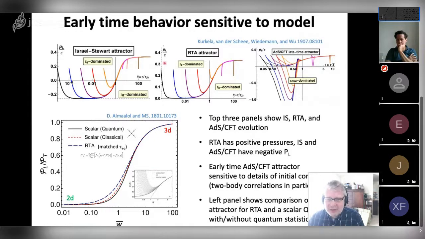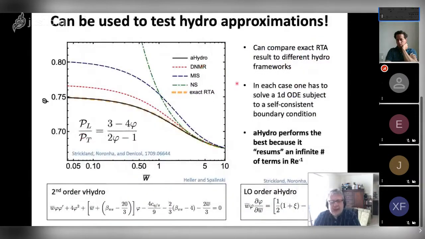The question I want to focus on in the kinetic theory is can we extend this now from RTA, as we did with scalar, to QCD? But before I do that, I want to focus a little bit more on RTA itself. Now, the other thing, as I alluded to, that you can do with these attractors is that if you know the exact solution and you come up with a hydro approximation, you can test the hydro approximation against the exact solution. So this is such a plot.